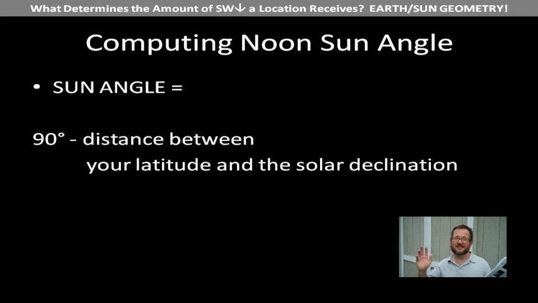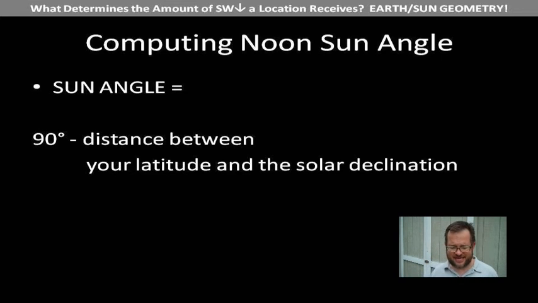Now, this semester is going to have lots of very quantitative things with equations and so on. But for now, I just want to use a simple word equation here to describe sun angle. I want to say that the noon sun angle is going to be 90 degrees minus the distance between your latitude and the solar declination. This is a very simple little word equation.